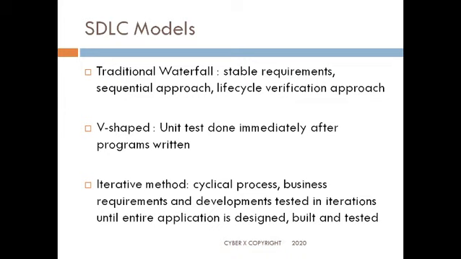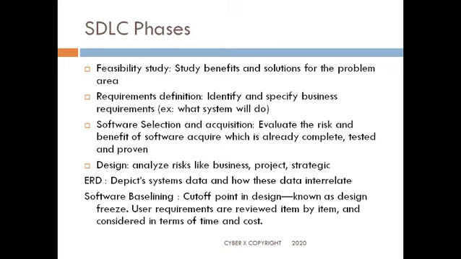You have another method which is known as V-shaped, where the unit testing is done immediately after a program is written. You have another method which is known as the iterative method. This is a cyclical process, and these are tested in small iterations. So the iterations could be in terms of a delta, and it could be for the entire application slowly as it is getting built and tested. So this flow will continue, and you would have a proper result at the end, but the sequence would be in iterations.